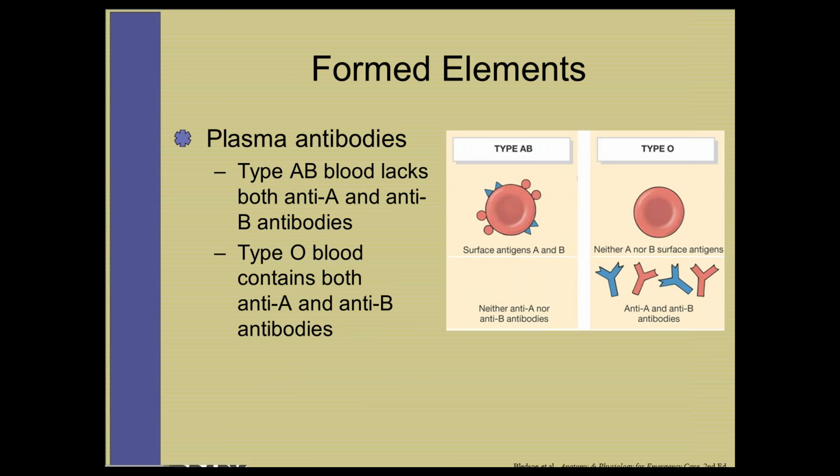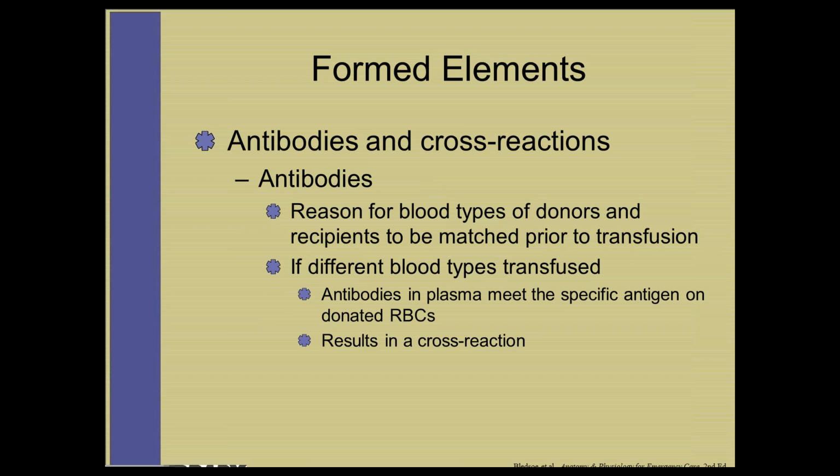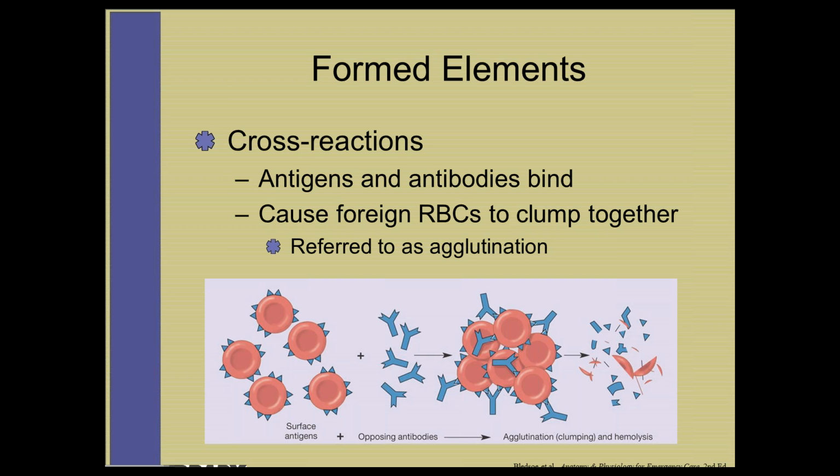Type AB blood lacks both anti-A and anti-B, the opposites. So a type AB is actually the universal acceptor. It can accept type A, type B, and type O. Type O contains both anti-A and anti-B antibodies, so it is a universal donor. And how we type and cross-match determines what blood they can get.